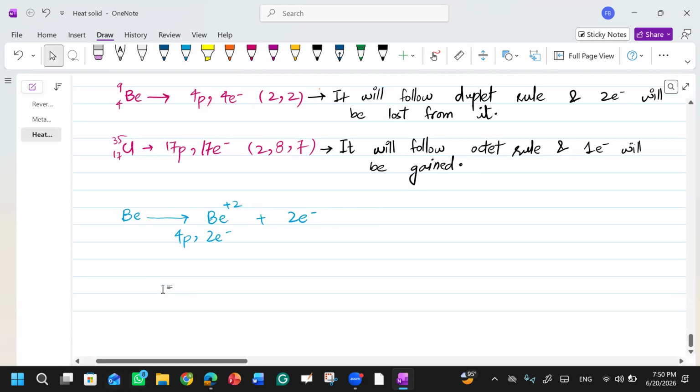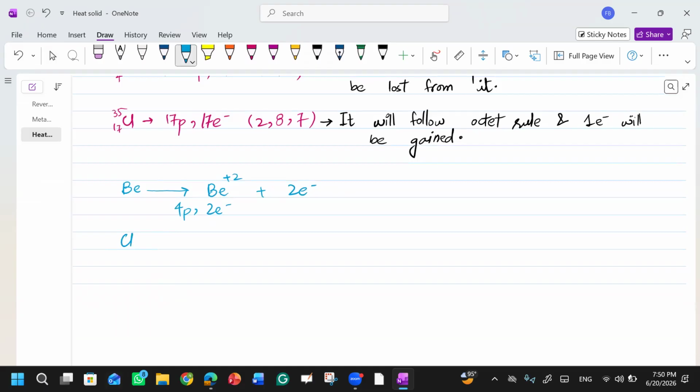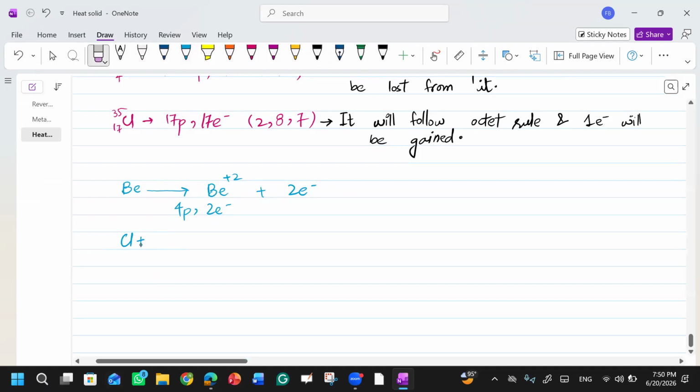Now we will write for the chlorine. It is quite simple. We have done this. It will gain an electron, so 1 electron will be gained. What will be the charge on chlorine? The protons are the same, 17. How many electrons are there now? 18 electrons will be there, right? So it will be minus 1. Great.